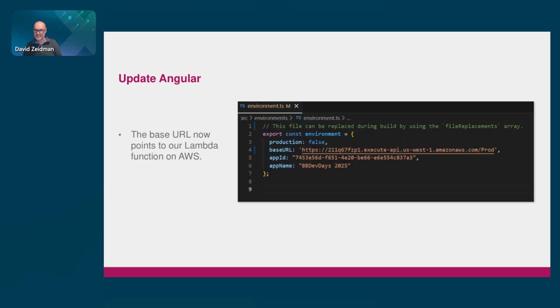So we're going to plug that into our Angular environments file. In the base URL, we've plugged that in. So now the data service knows exactly where to call the endpoint for the API.